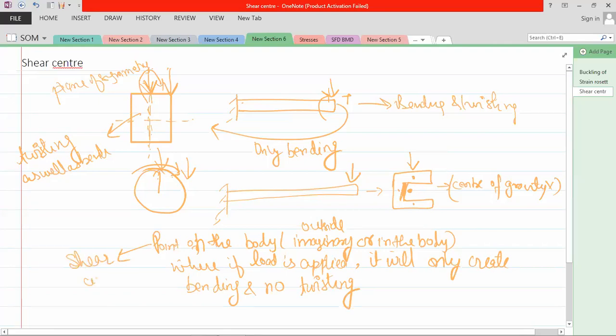So what is the meaning of that? Suppose you apply the load at the center of gravity, but it is not resisting the twisting. That's why the shear center is the point where you apply the load. Suppose for the C section, the shear center lies outside, somewhere here. If we apply load P here, it will only create bending.